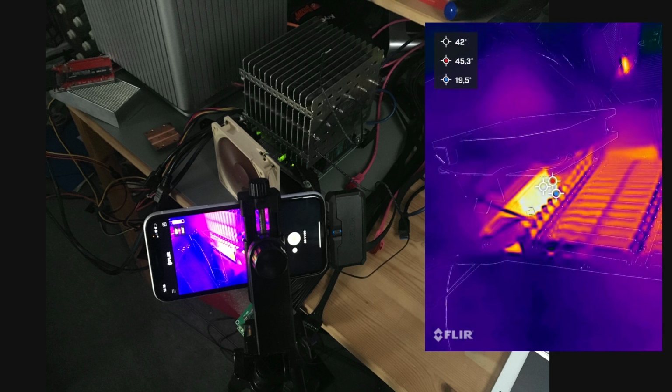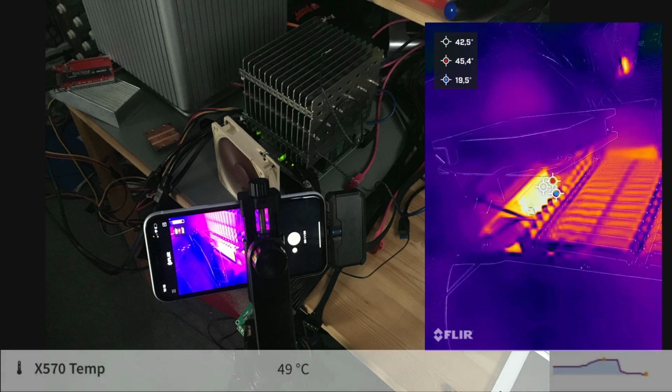So it's been just a few minutes and we are approaching the 45 degree boundary. So we are approaching a total temperature difference of 40 degrees that we have measured with the infrared camera. Let's look at how the value is on the IPMI.